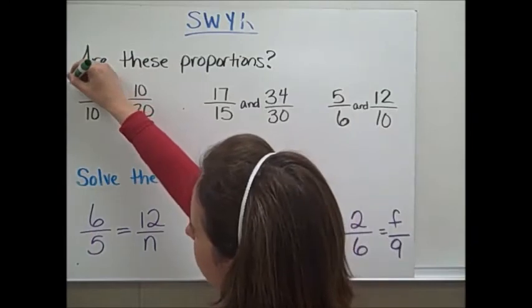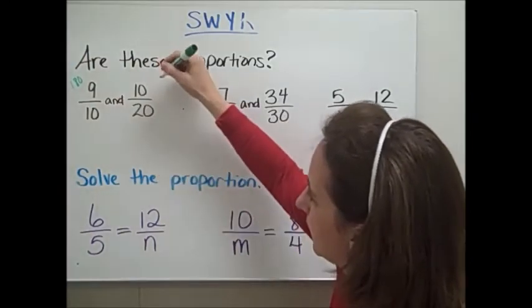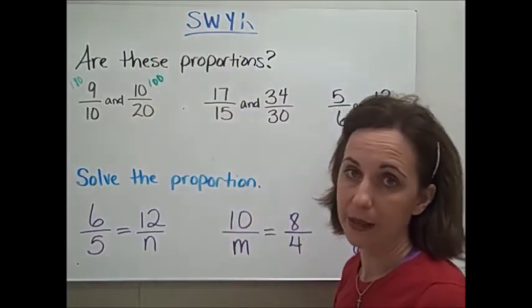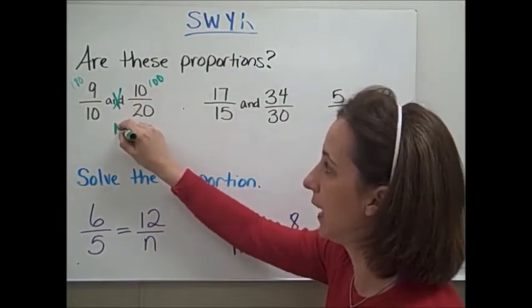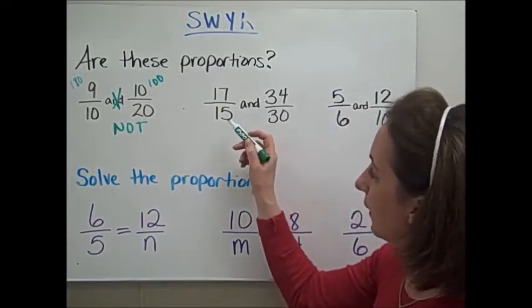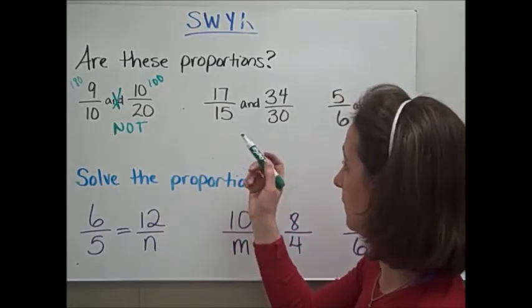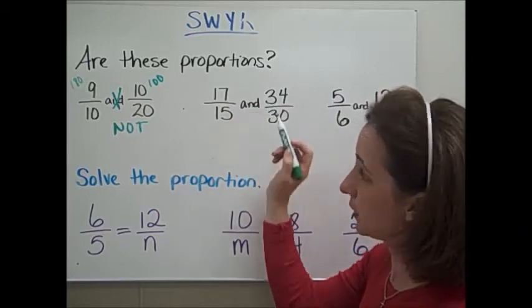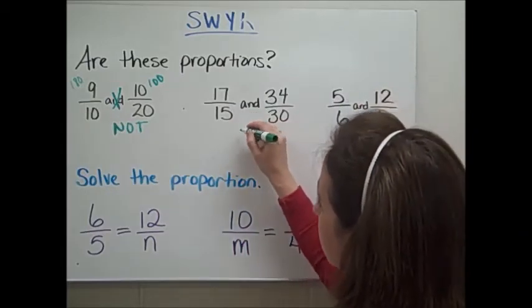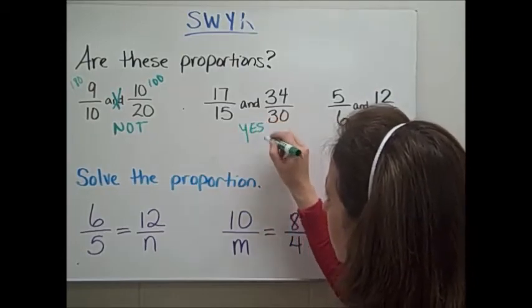9 times 20 is 180, and 10 times 10 is 100. That tells us that this is not a proportion. This one, I'm going to use a form of 1. 17 times 2 is 34, and 15 times 2 is 30. So this is, yes, a proportion.